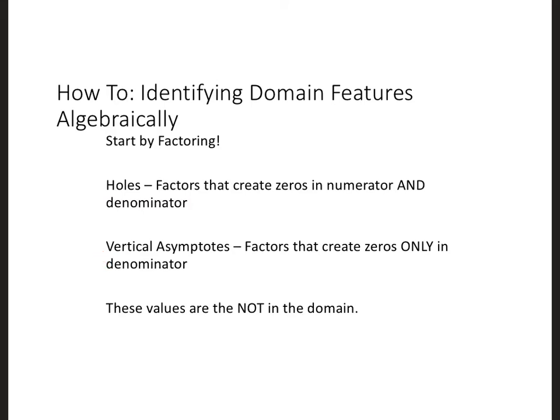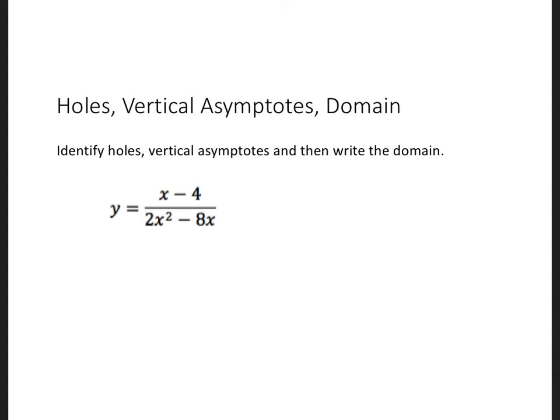So let's take a look at an example. We're going to identify the holes, the vertical asymptotes, and then we're going to write our domain of the function y equals x minus 4 over 2x squared minus 8x. Our first step is always going to be to factor our rational function, both numerator and denominator. In this rational function, the numerator is prime. It cannot be factored. So I'm going to leave it as x minus 4.